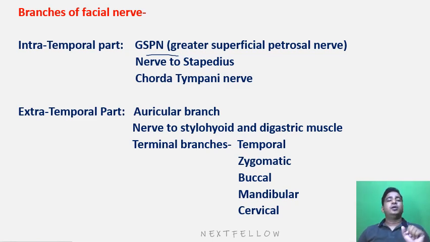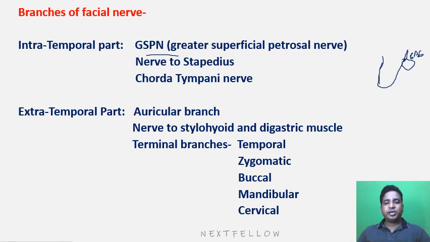Extratemporal part of the facial nerve. The first branch, while exiting from the stylomastoid foramen, is the auricular branch. We all know in the external auditory canal, the posterior superior part is supplied by a facial nerve branch. Then it gives the nerve to the stylohyoid muscle and the digastric muscle. See, suppose this is my mastoid bone and this is my mastoid tip, and anteriorly here comes the EAC, the external auditory canal, and beneath that, there is the mastoid bone.